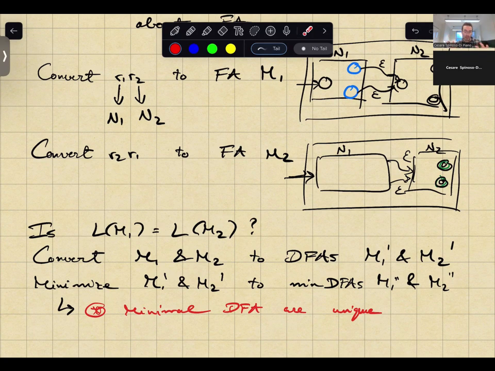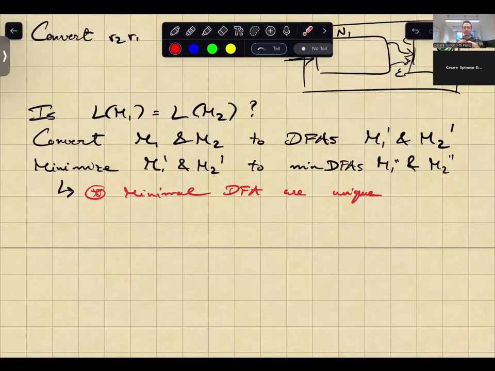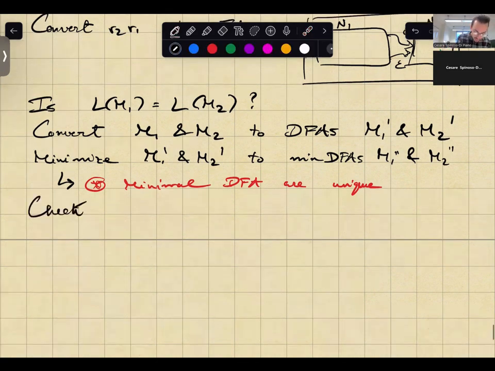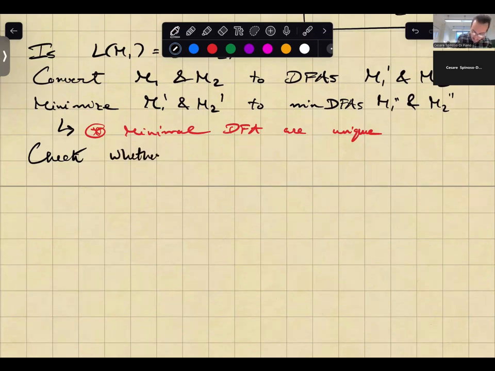And so at this point, it should be quite straightforward to check whether M1 prime prime and M2 prime prime are the same. It's the right moment to check whether the two DFAs are the same, because if they're not the same at this point, then they were not actually accepting the same language. So at this point, I can check whether L of M1 prime prime is equal to L of M2 prime prime.